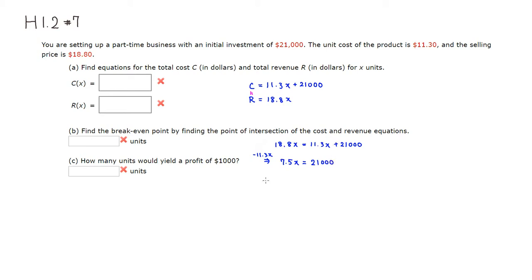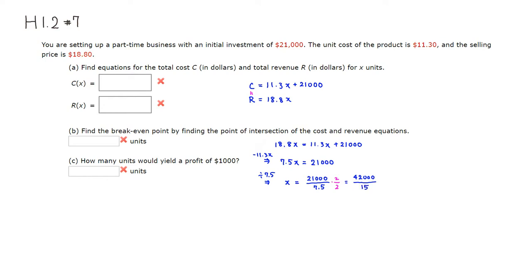Then we just need to divide through by 7.5 so that we can get the x value. So x is equal to 21,000 divided by 7.5. Let's simplify this. I don't like the decimal number, so I'm going to multiply top and bottom by 2. What you get is 42,000 divided by 15.